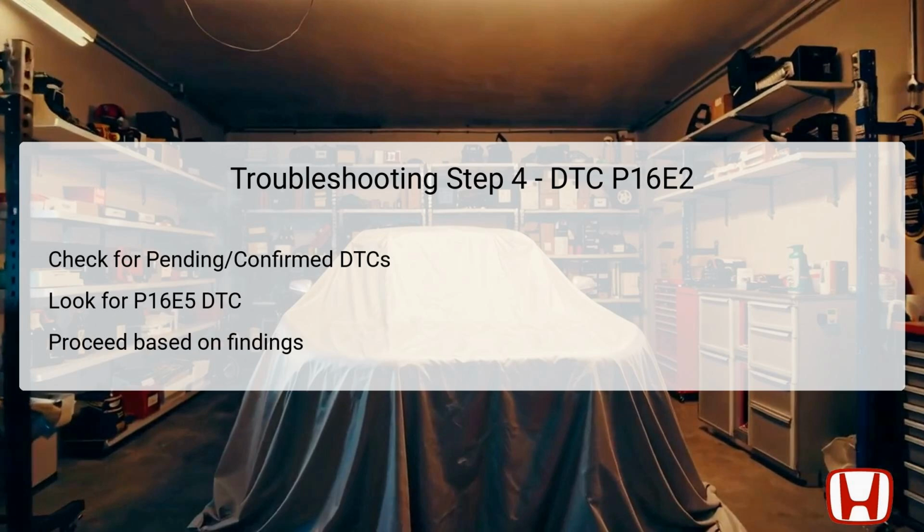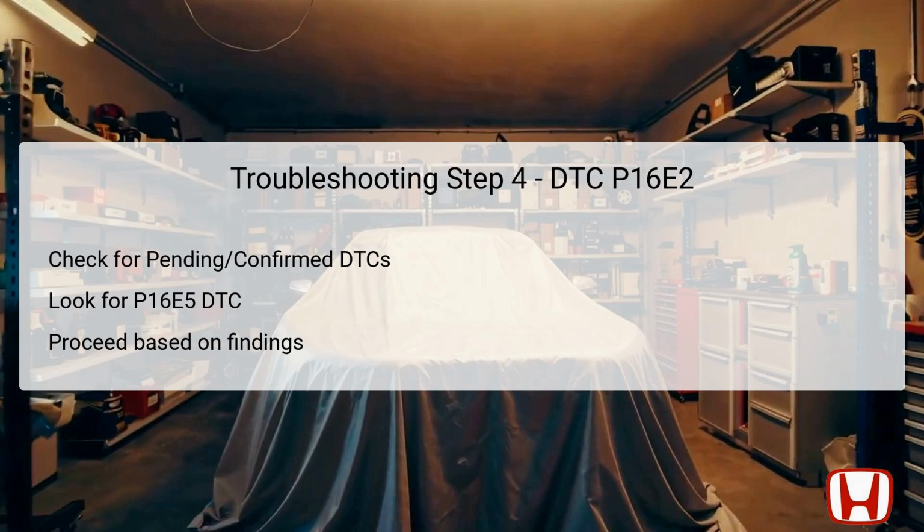In this step, reiterate the check via HDS for pending or confirmed DTCs, now focusing on identifying if DTC P16E5, which implicates a LIN communication error associated with the PCM and the DC-DC converter, is present.